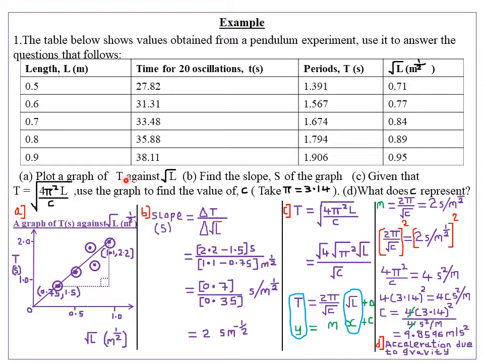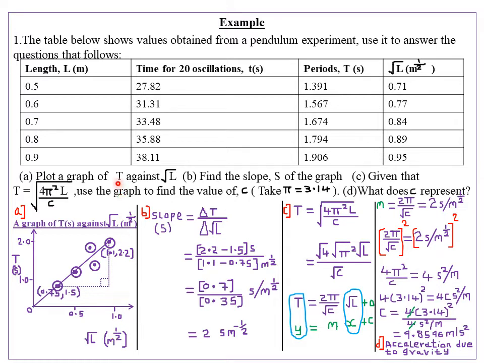If you are told a graph of t against the root of L, that means t will always be on the vertical axis or the y-axis. Then the root of L will always be on the horizontal or the x-axis. Then when you are labeling the axis, always include the units specified on that particular axis.